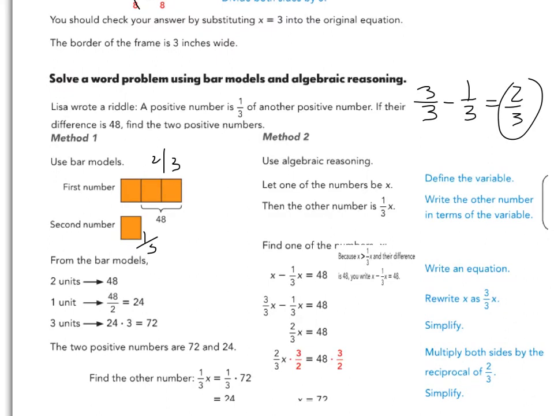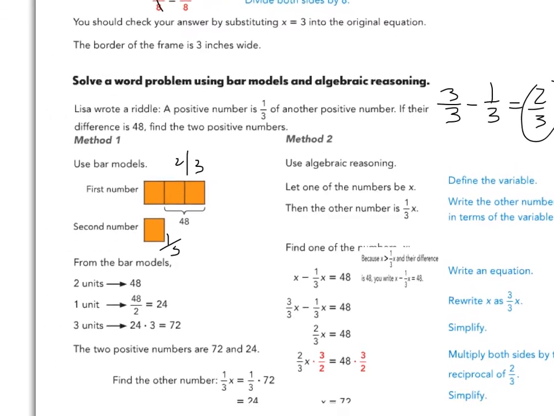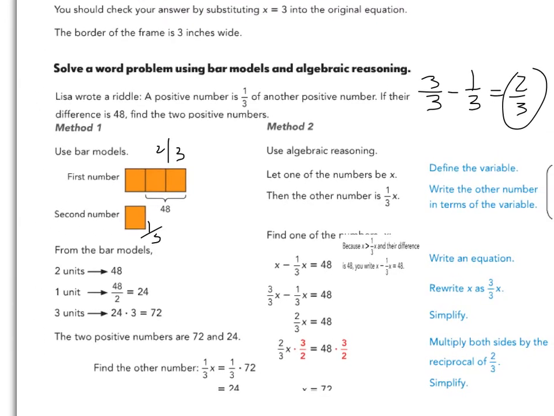All right, so what they're saying here then is, if 2 units is 48, 48 divided by 2 means 1 unit is 24. And if we do 24 for 1 unit times 3 units, that means the first number is 72 and the second number is 24. And if you do 72 minus 24, you get the difference of 48, which is what the problem said.